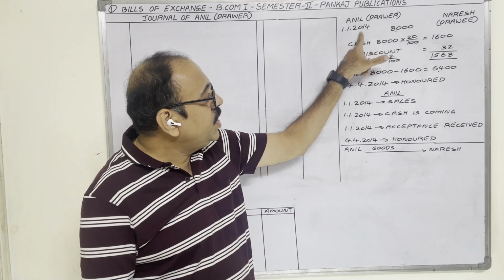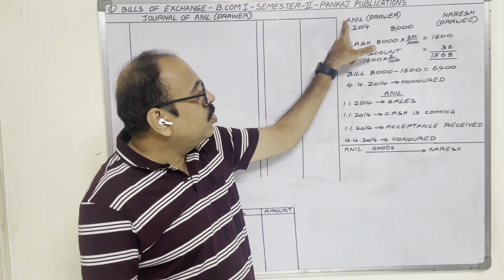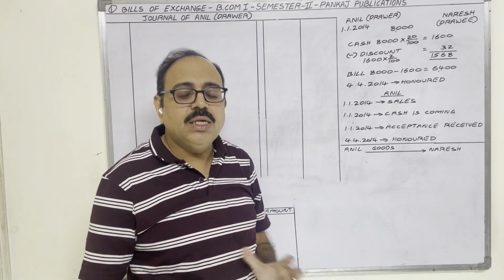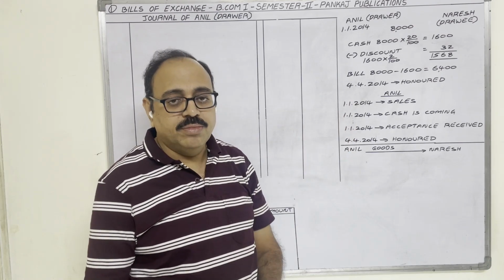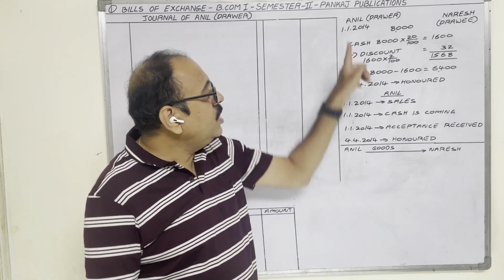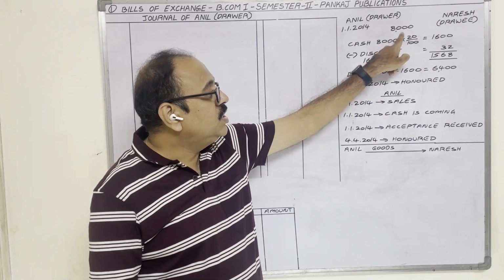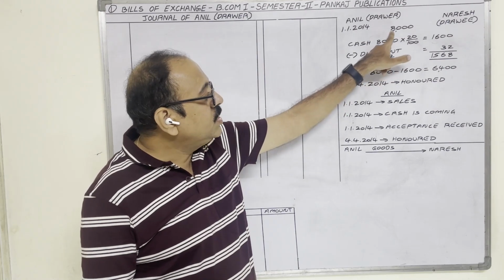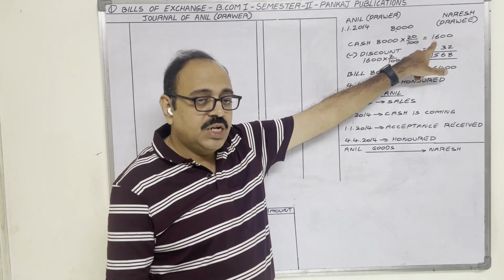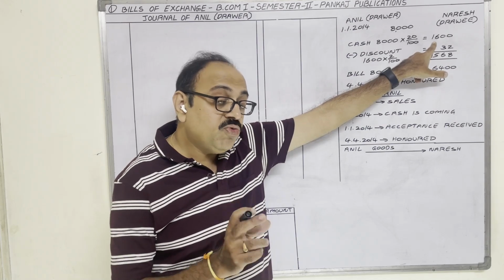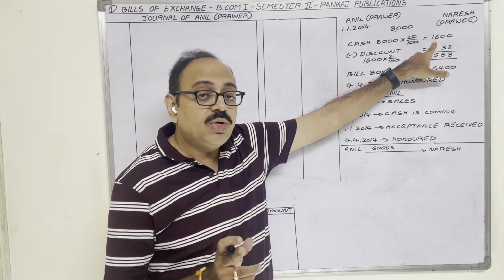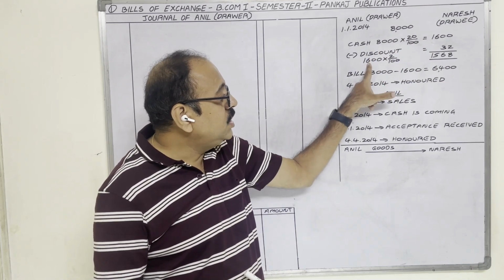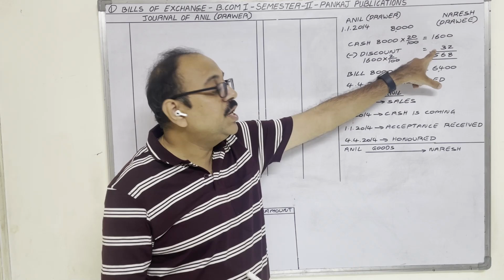On 1st January 2014, Anil sold goods to Naresh for 8,000 rupees. So Anil is the seller, Naresh is the buyer, the customer. Then on the same day, Naresh wants to settle 20% of this 8,000 rupees. So 20% of 8,000 rupees is 1,600 rupees. And how does Naresh want to settle this money? With a discount of 2%. So how much is the discount? On 1,600, 2% is 32 rupees.